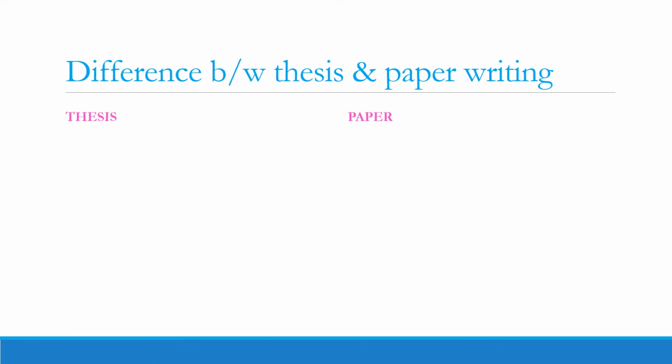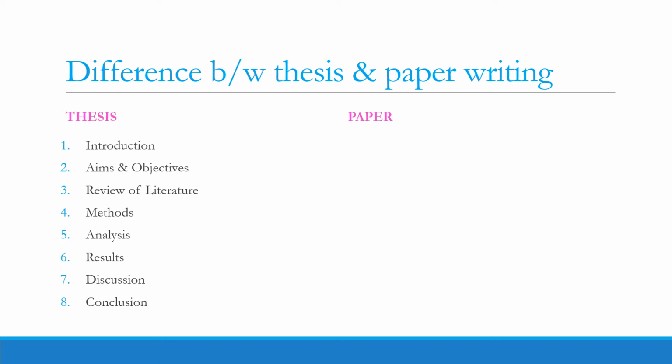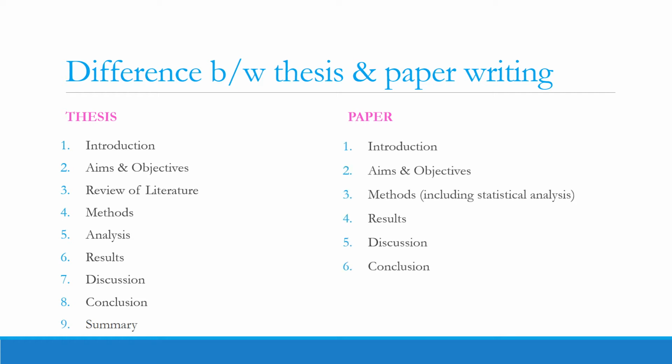At post-graduation level, you must know the difference in the steps of writing a thesis and a paper. Practically speaking, there is no difference, but a thesis comprises the following 8 steps: introduction, aims and objectives, review of literature, methods, analysis, results, discussion, conclusion, and also the summary. Whereas the headings in a paper are introduction, aims and objectives, methods, which include statistical analysis, results, discussion, and conclusion, and also an abstract is written at the end.